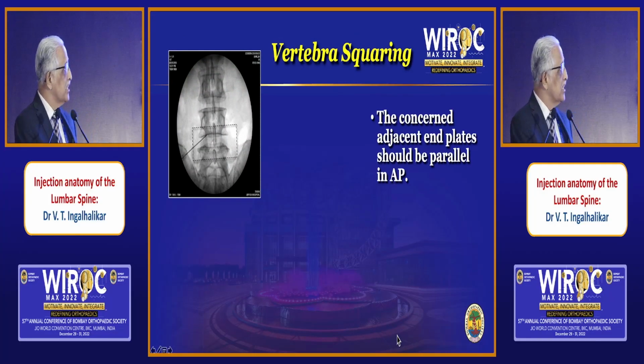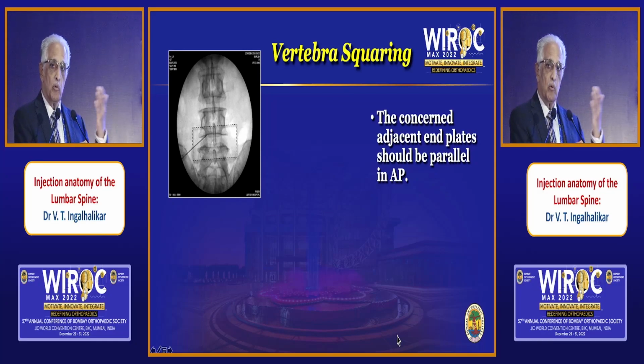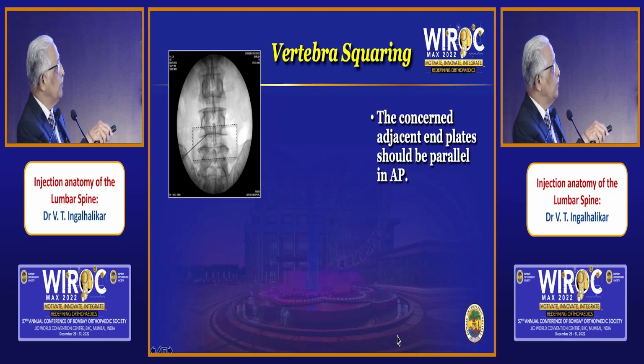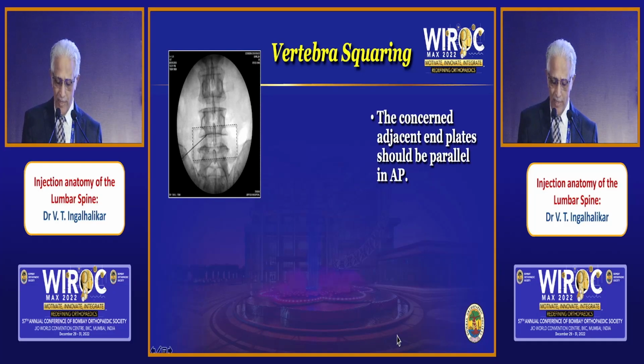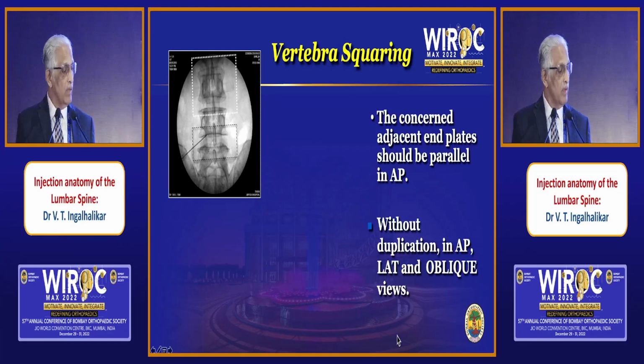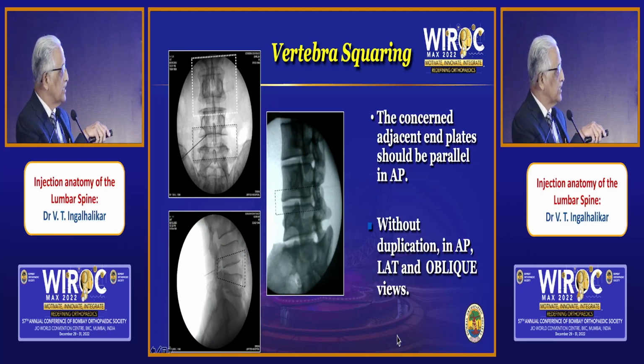The concern edges and end plates, as you see here, this is a parallel plate, the anterior part and the posterior part of the end plate, but as you go up, it becomes duplicated. At the index place, you must have a minimum of duplication. That means you are squaring it properly. In other views, like oblique view, they will not be parallel, but see that there is no duplication here. It's a single plate, or also here, single plate.